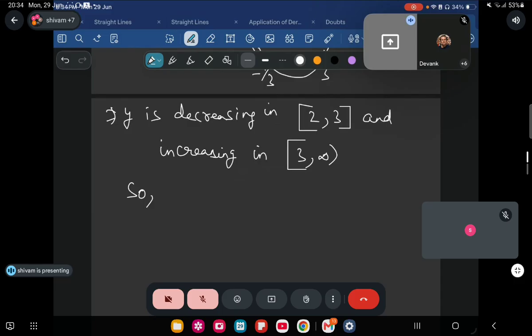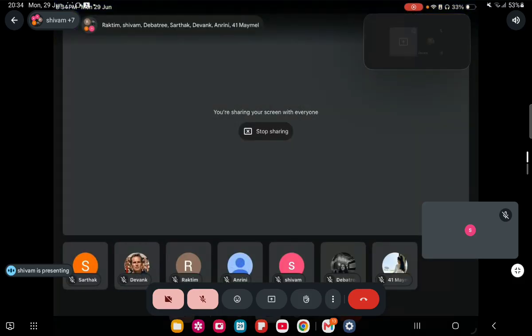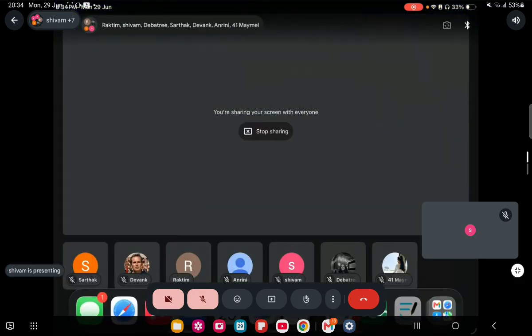So I can say that 3 is a point of local maxima or minima. If it is decreasing in 2 comma 3 and increasing in 3 comma infinity, so t equal to 3 is a point of local maxima or minima. Tell me everyone. Decreasing then increasing. Sir, minima. Minima, right?